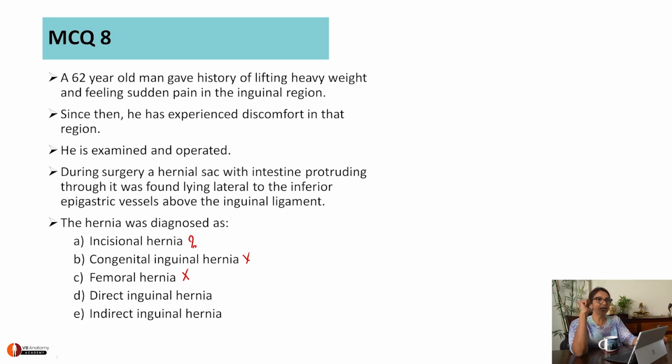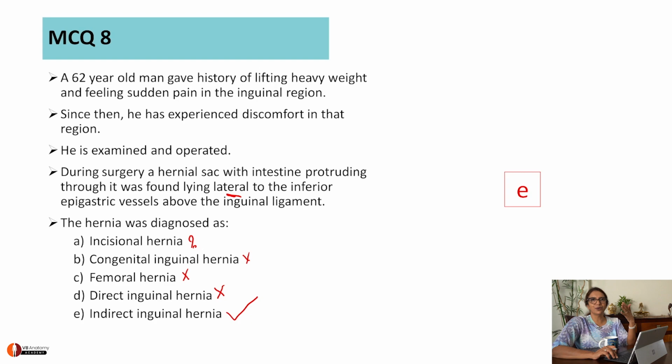Direct inguinal hernia? It would be direct if it was medial to the inferior epigastric artery. This is lateral to the inferior epigastric artery, so it's not a direct inguinal hernia either. So it has to be E, indirect inguinal hernia. Let's take a look. Yes, it is E.